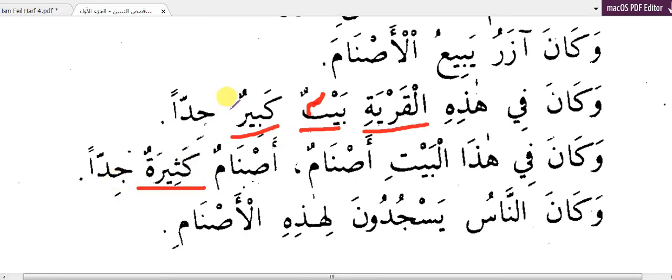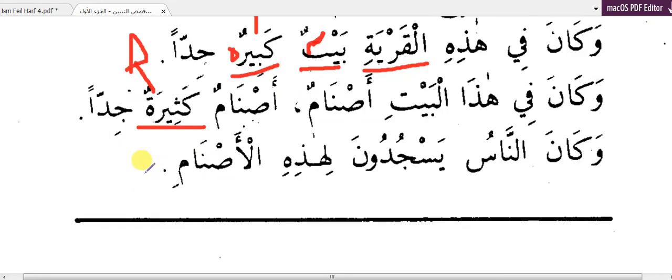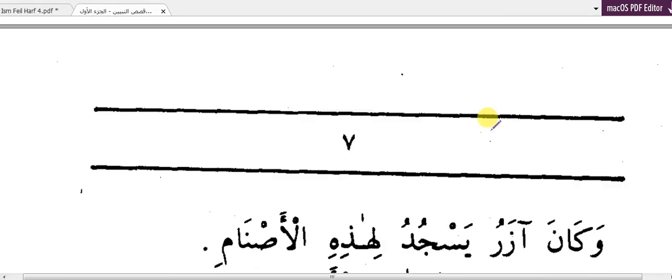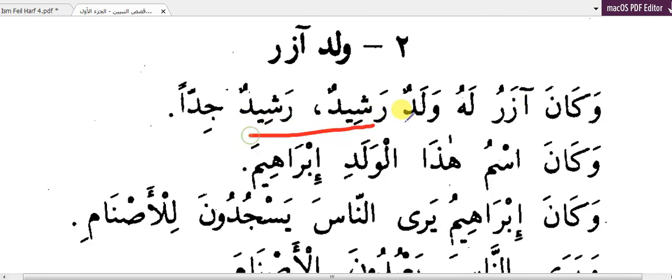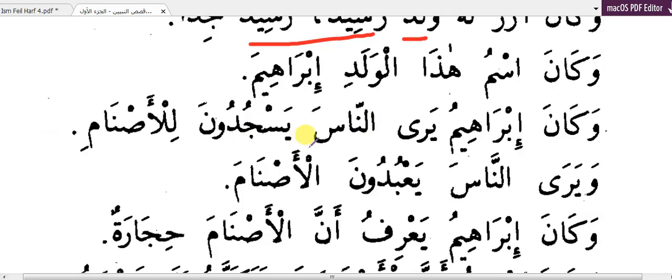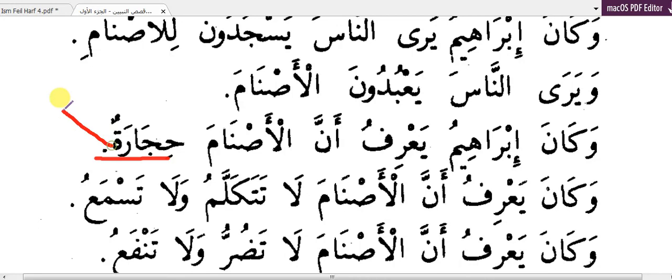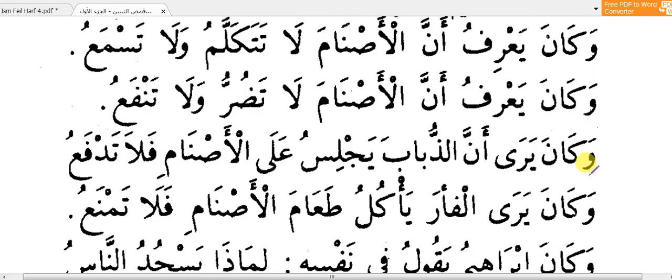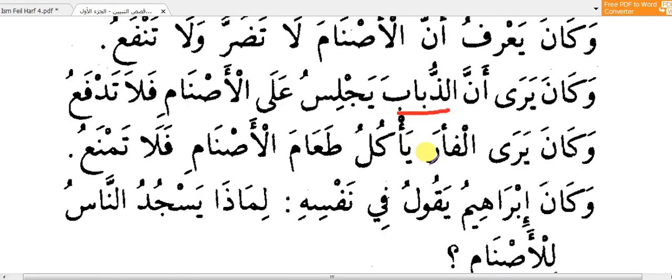Kasiratun is muannas. See here, kasirun doesn't have ta marbuta on it, so this is muzakkar. And here kasiratun is used with ta marbuta, so this is muannas. So this kasirun is muzakkar because it doesn't have any property of muannas, and this kasiratun is muannas because it has ta marbuta, one of the properties of muannas. Nas is muzakkar because it doesn't have any sign of muannas on it. Rashidun, waladun, all muzakkar. Hijaratun is muannas. Why? Because it has ta marbuta on it. And zubab is muzakkar because it doesn't have any sign of muannas on it. Farun is also muzakkar because it doesn't have any property of muannas on it.